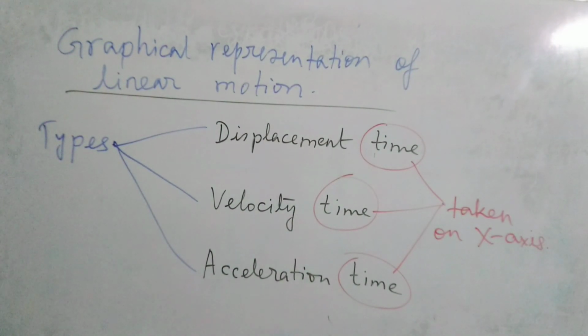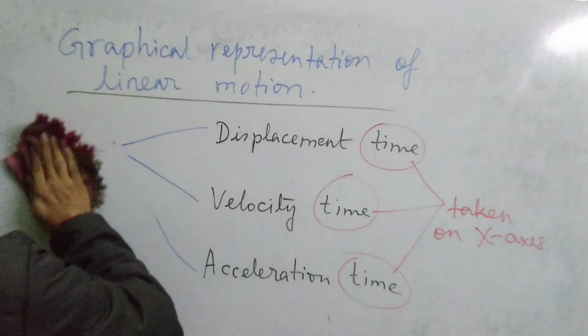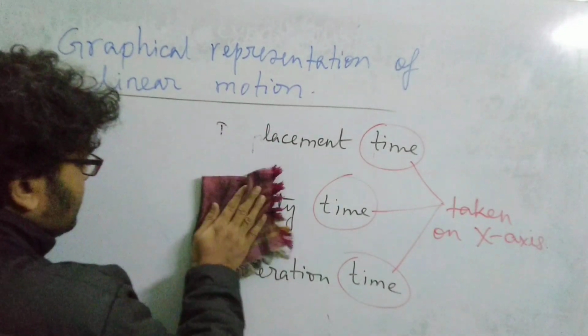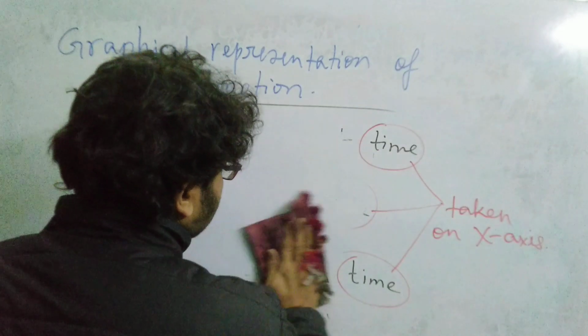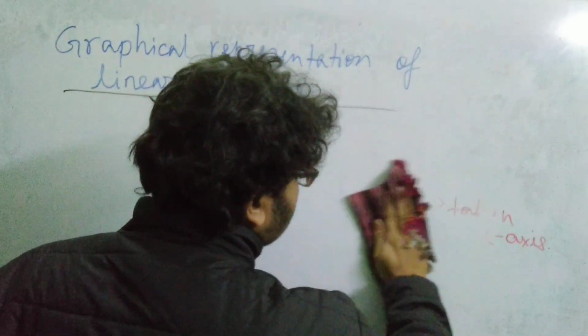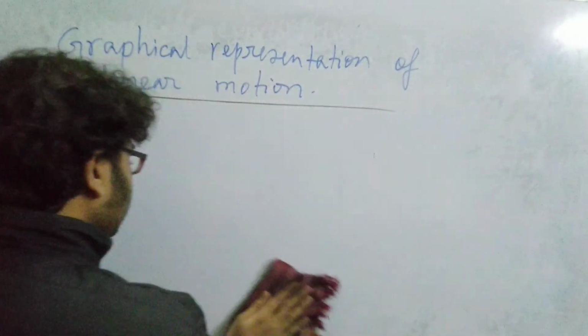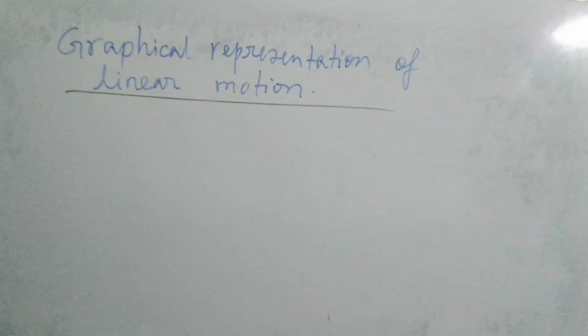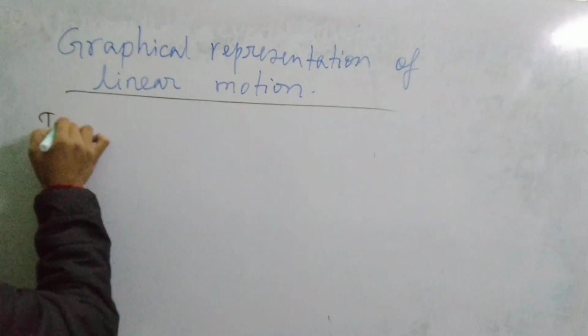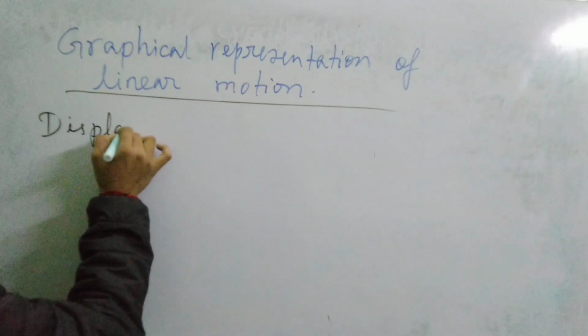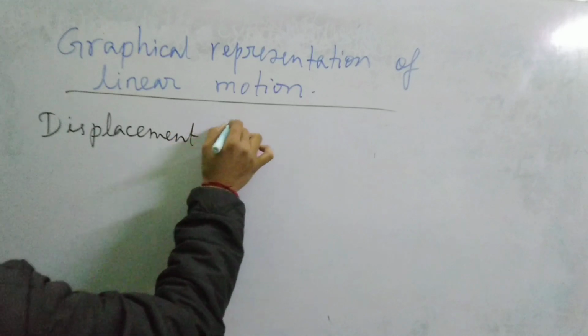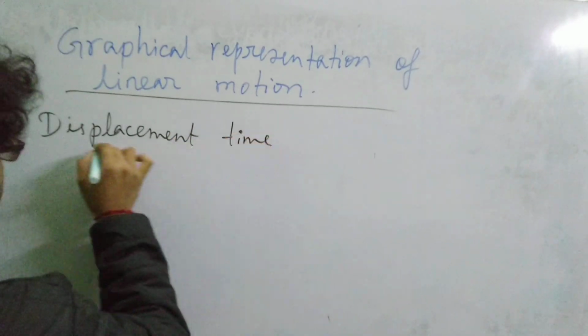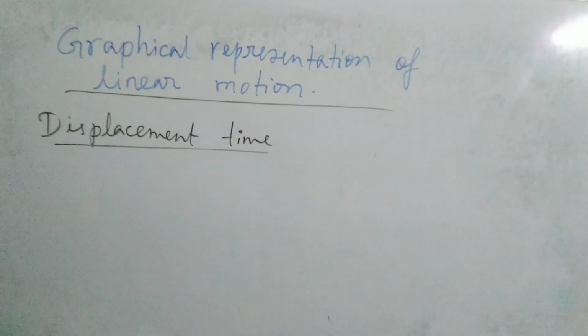I think all of you have some idea about graphs; definitely you have done it in your mathematics class. So when we say we are plotting a displacement time graph, we consider displacement on the y-axis and time on the x-axis. Let us discuss the various types of displacement time graph.